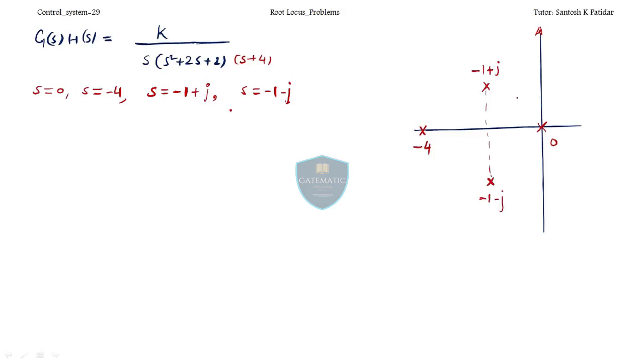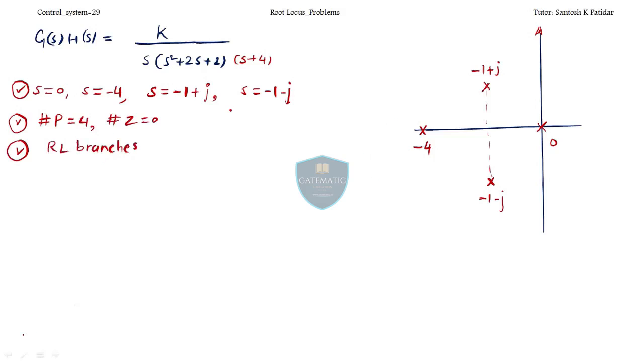Okay friends, now the first thing is the number of poles you located on the S-plane. The second one is how many poles and zeros you have. The poles you have 4, number of zeros you have 0. Perfectly fine. The third one is to find out the RL branches.